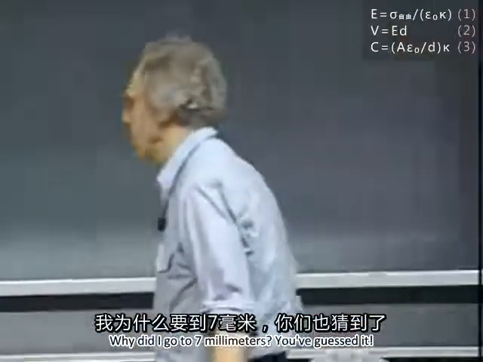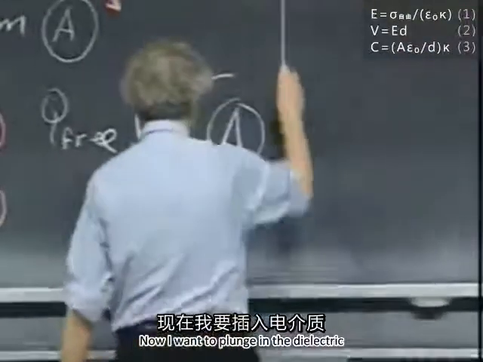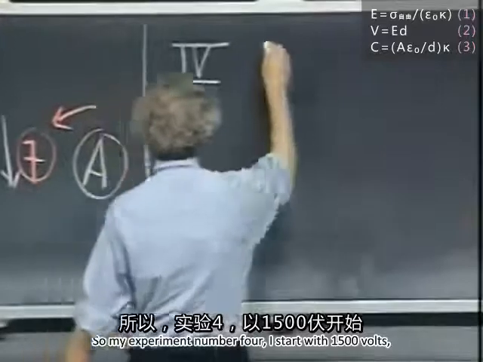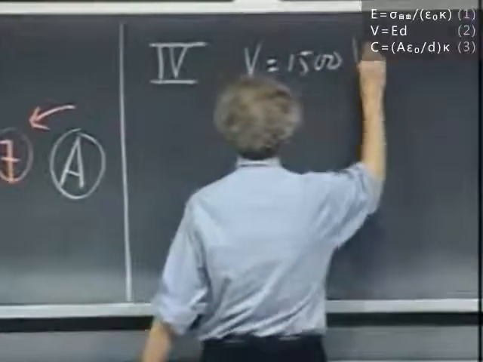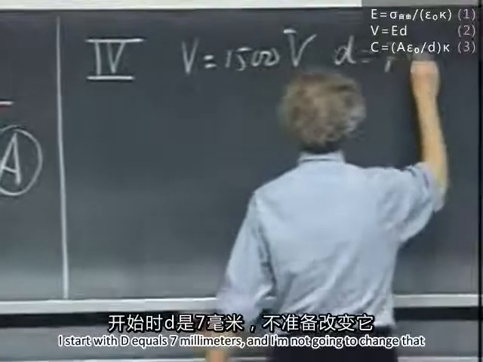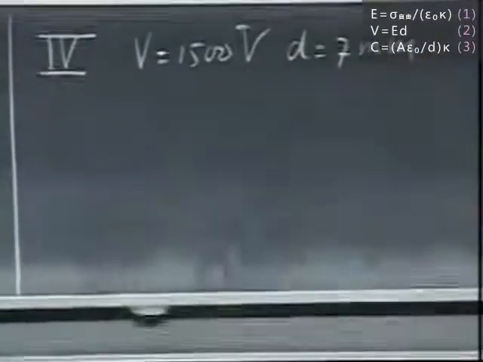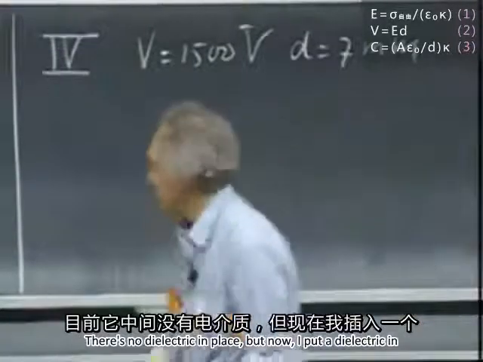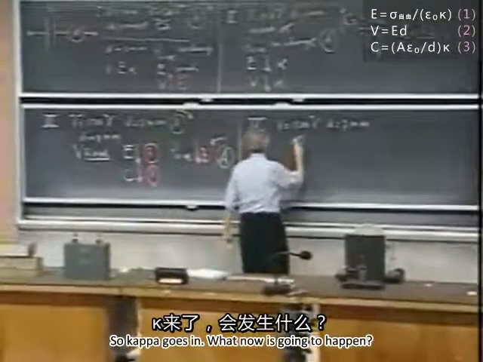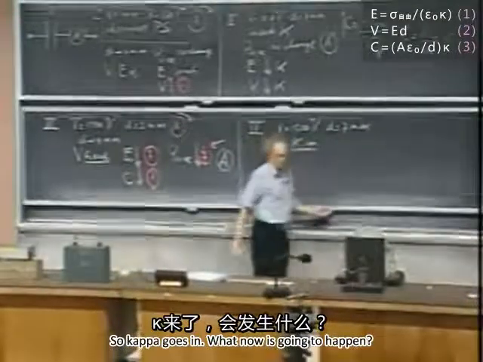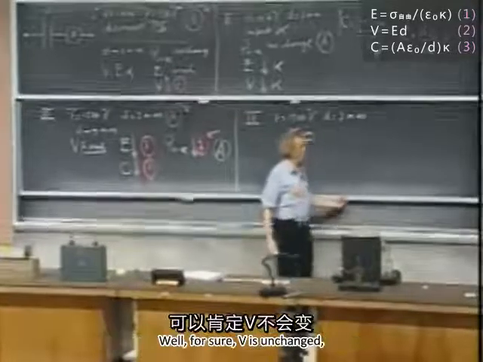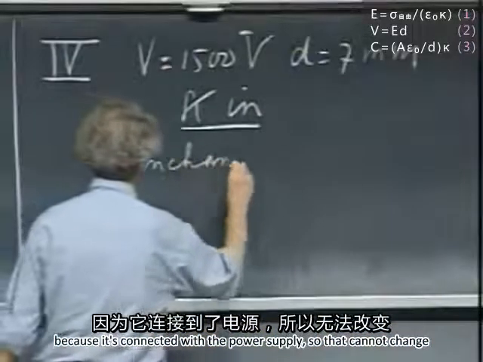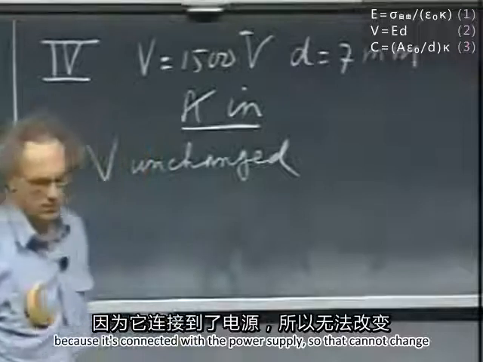Why did I go to 7 millimeters? You've guessed it. Now I want to plunge in the dielectric. So my experiment number 4, I start with 1500 volts. I start with D equals 7 millimeters, and I'm not going to change that. There's no dielectric in place, but now I put the dielectric in. So kappa goes in. What now is going to happen? Well, for sure, V is unchanged because it's connected with the power supply. So that cannot change.